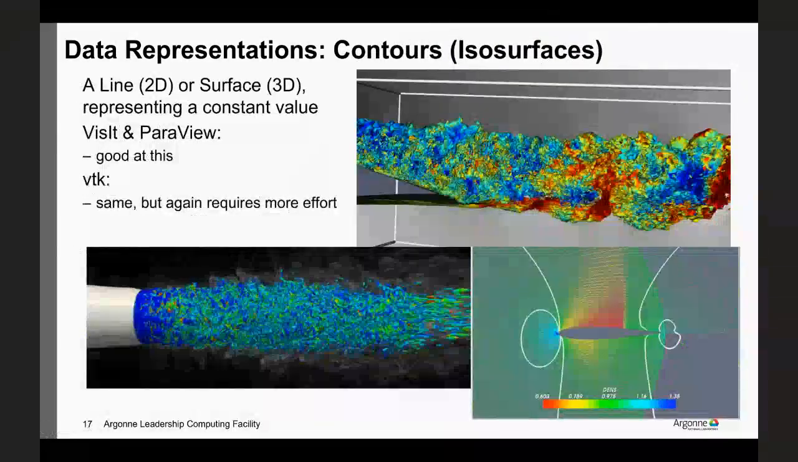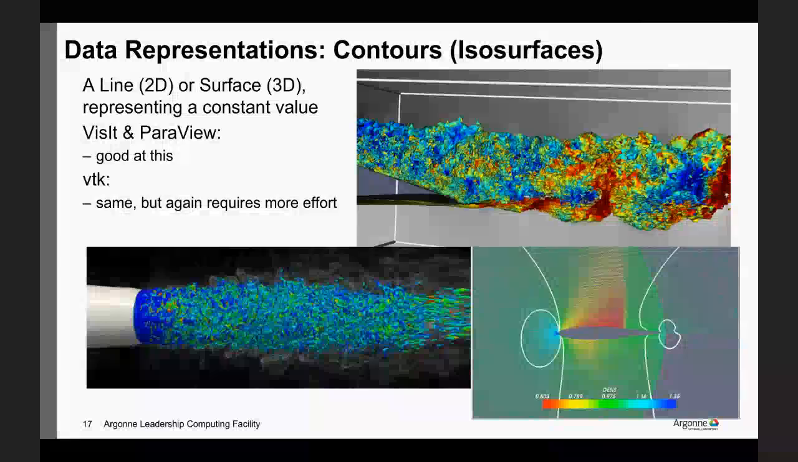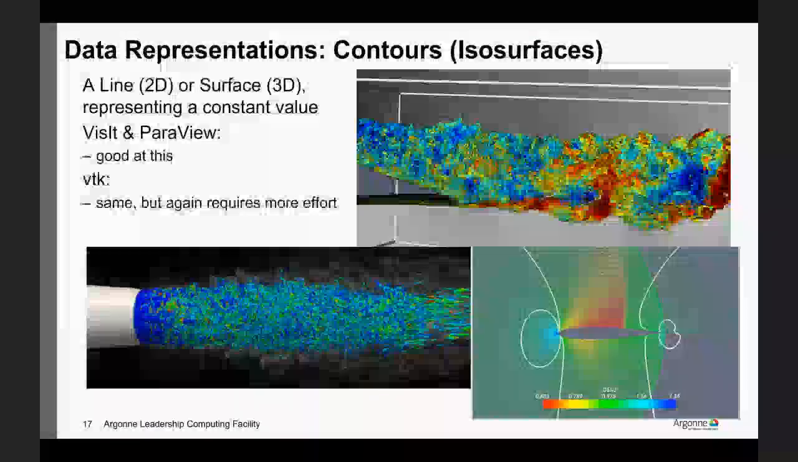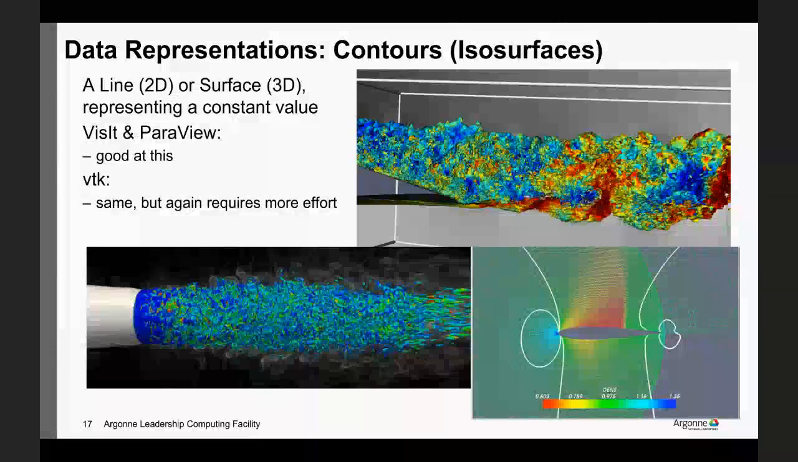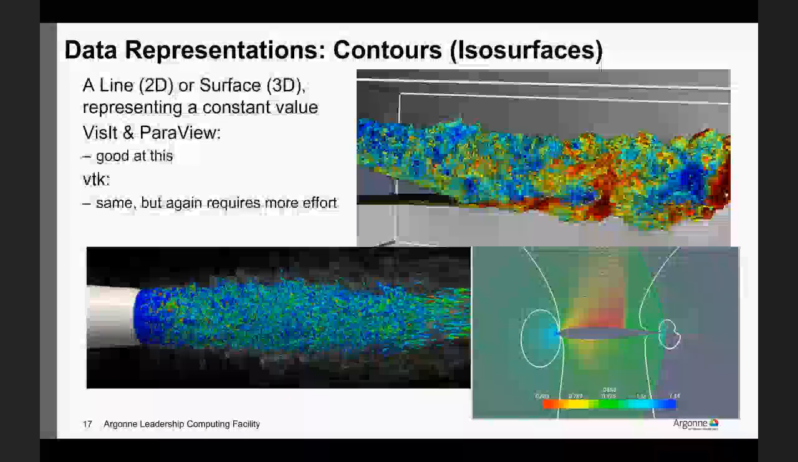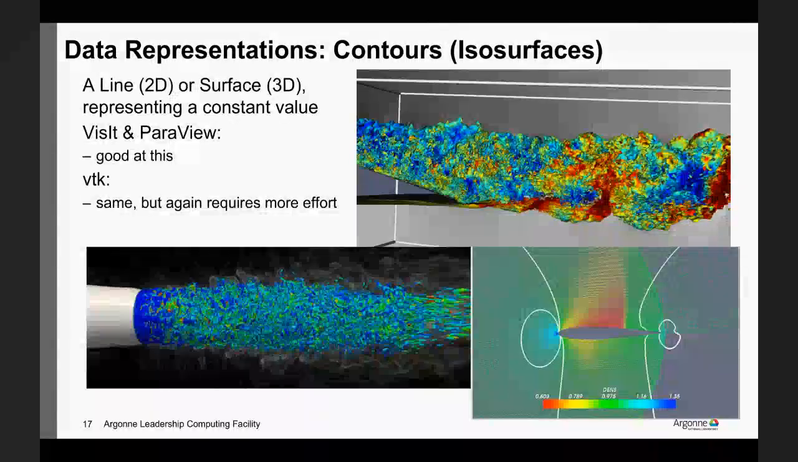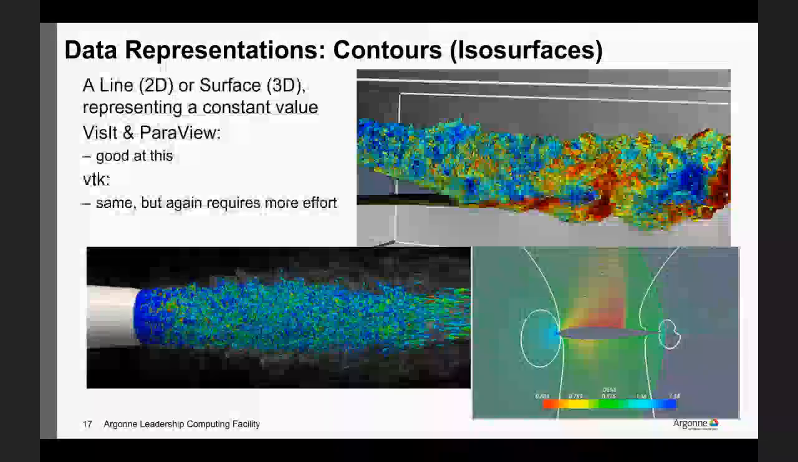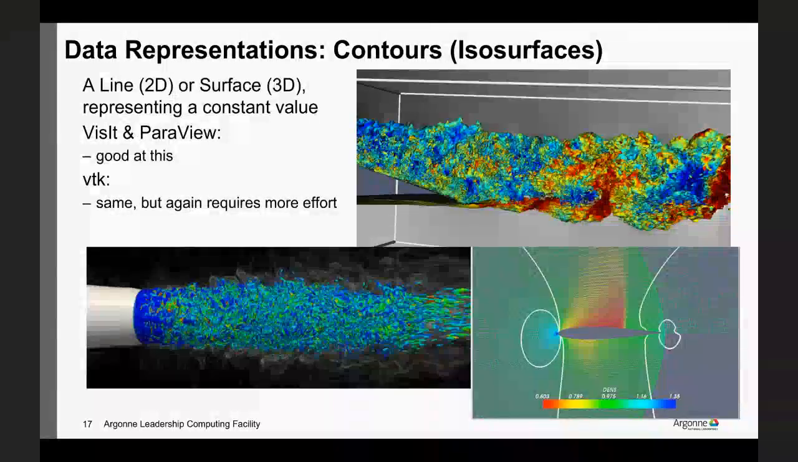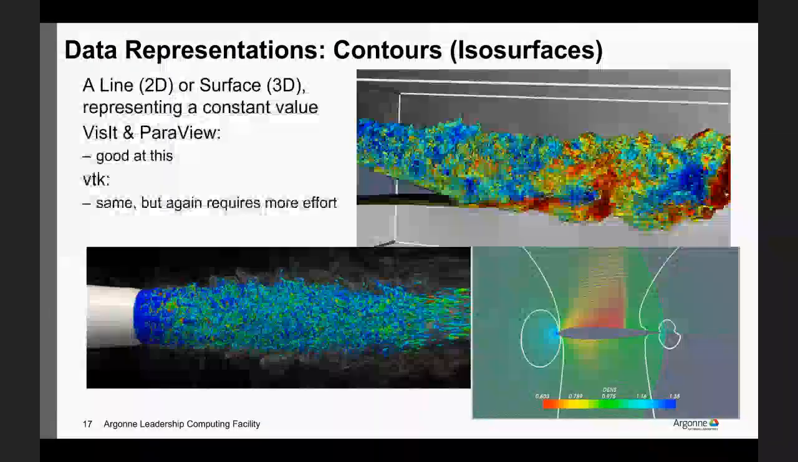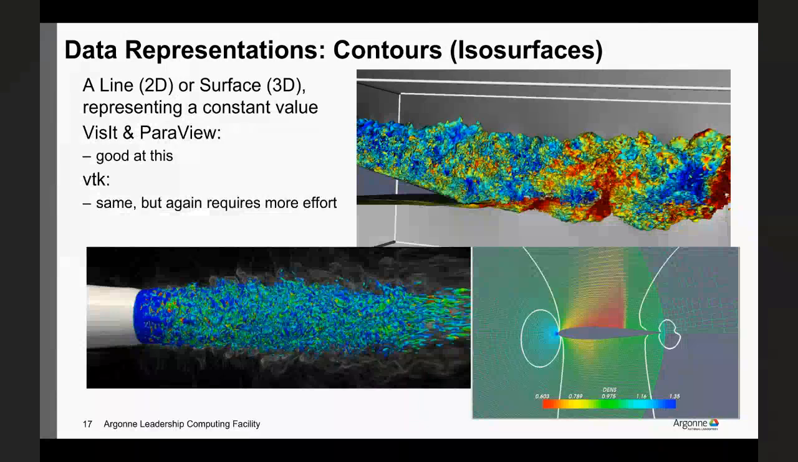So contours or isosurfaces: this would be a line in 2D or a surface in 3D, and it essentially represents a constant value in the data set, right? And so again, VisIt and ParaView are both very good at this. VTK, again, same, but requires some more effort. And there are a couple of different ways that you can do this.